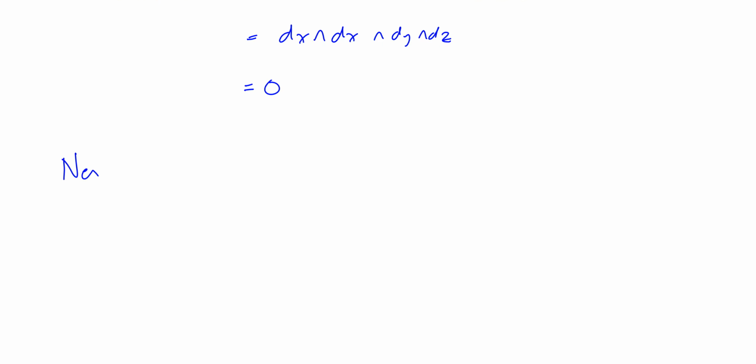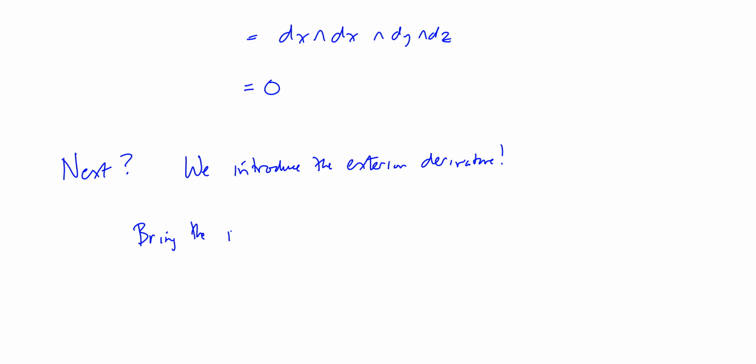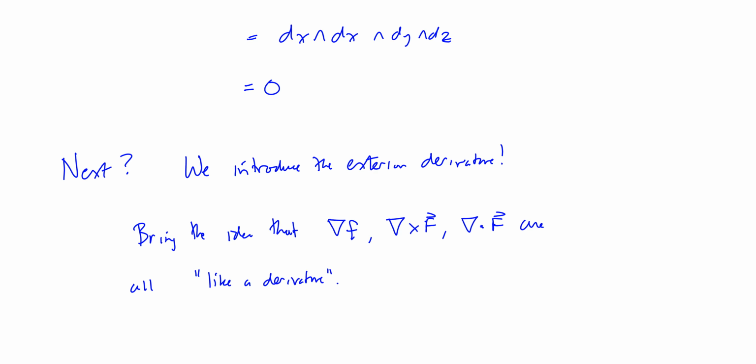So what's next? In the next lecture, we're going to introduce the exterior derivative. So what good is this? The exterior derivative will move from a k form to a k plus 1 form. So it will take 0 forms to 1 forms, 1 forms to 2 forms, and so on. What this is really going to do is bring together the idea I've said before, that the gradient of f, the curl of a vector field, and the divergence of a vector field are all, I always said, like a derivative. This exterior derivative will show us exactly what that means. So that'll be in the next section.